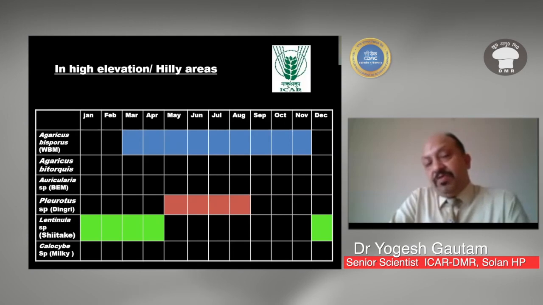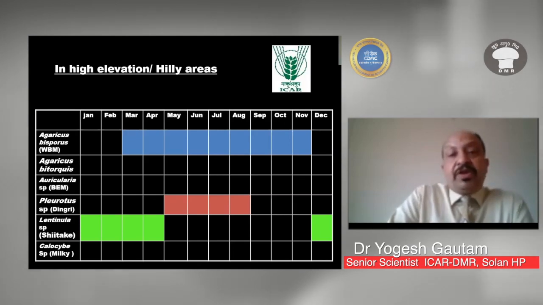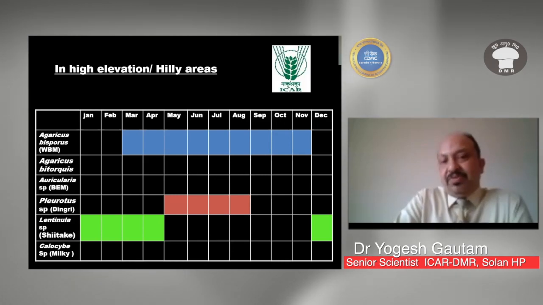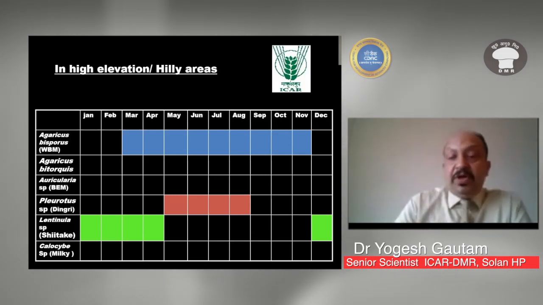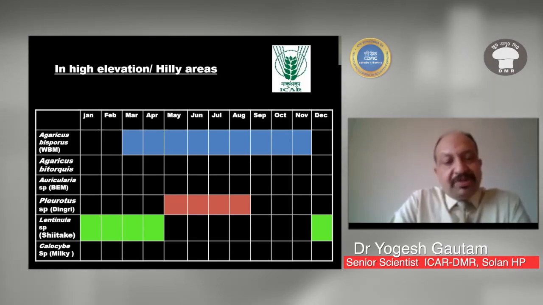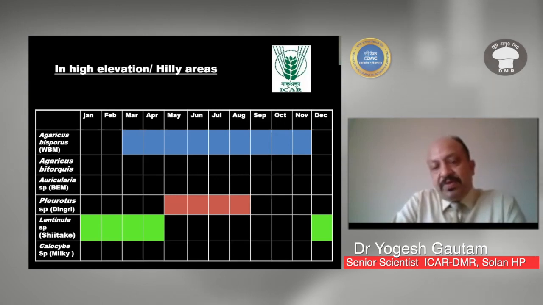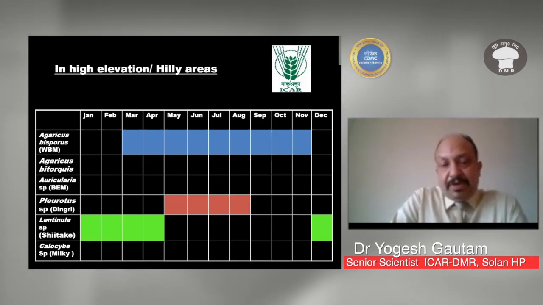We can give the example of areas above Shimla. So here, the button mushroom can be grown from March to November, because from December to February it will be very cold. So in seasonal conditions, it cannot be grown. Batagus, auricularia, Psilocybe, these three mushrooms cannot be grown in these higher areas. We can grow pleurotus from May to August, and then lentinula from December to April.